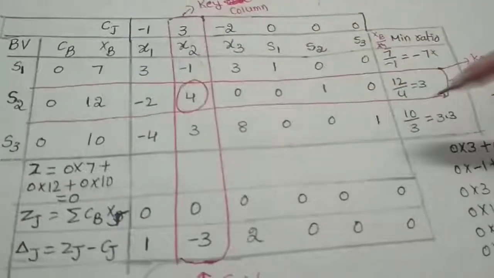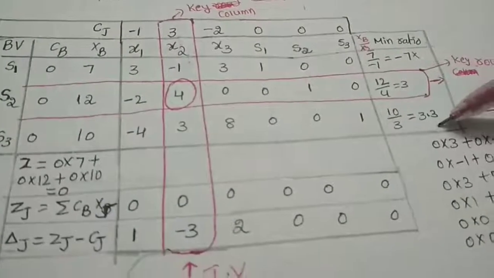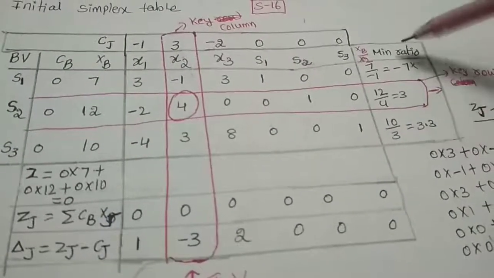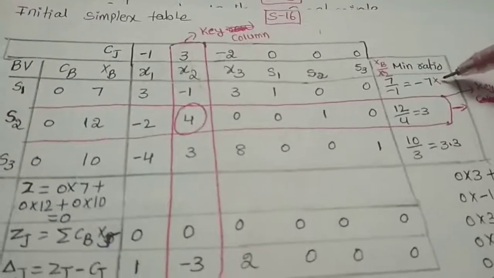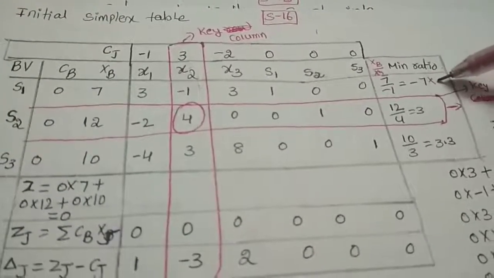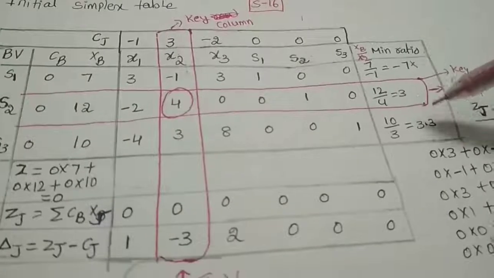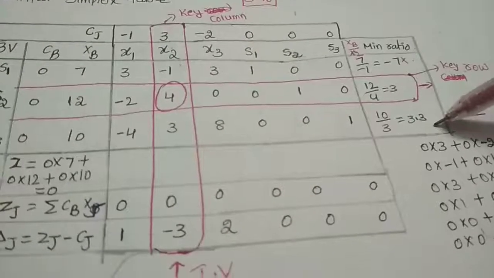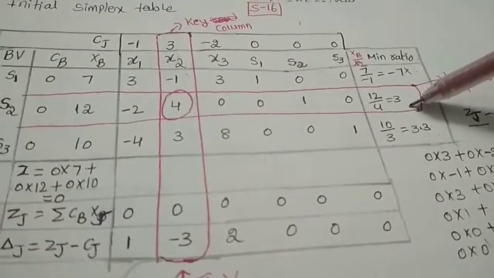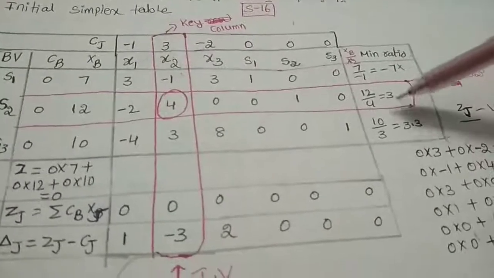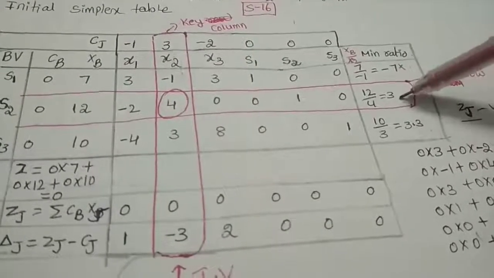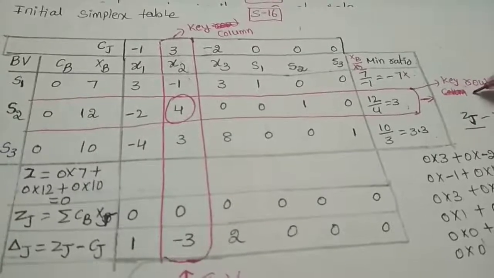10 divided by 3, that is equal to 3.3. Now here we consider only positive values, that's why a wrong mark is given here. That means we don't consider negative values, we consider only positive values. In those positive values, the minimum ratio value, the minimum positive value, is what we consider as the key row. Here we have 3.3 and 3, and 3 is the minimum value, therefore this is the key row.